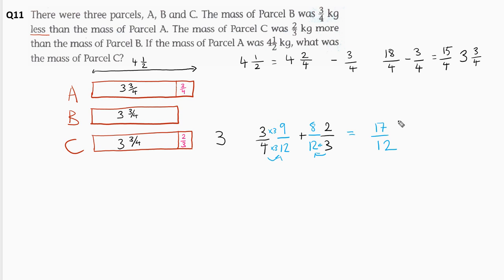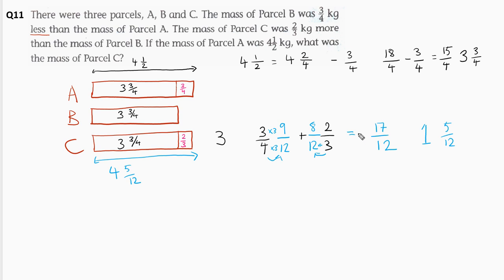So what have we got then? How many wholes have we got? Well, we've got 1 whole there, because from 17 we need to take away 12. That will give us the 1. What have we got left over? We have got 5. So 5/12 added to the 3 that we still had. That means altogether this is 4 5/12.